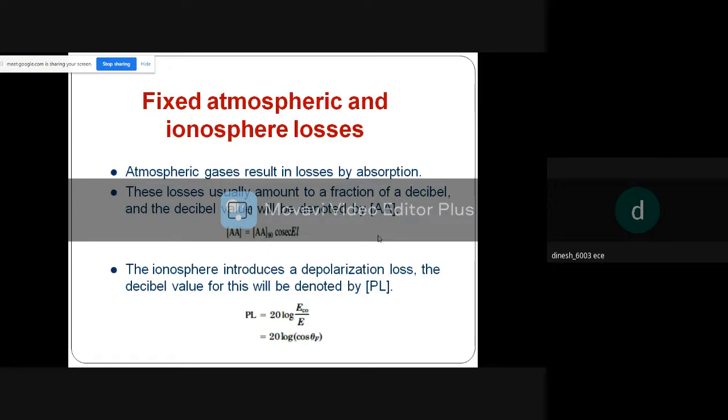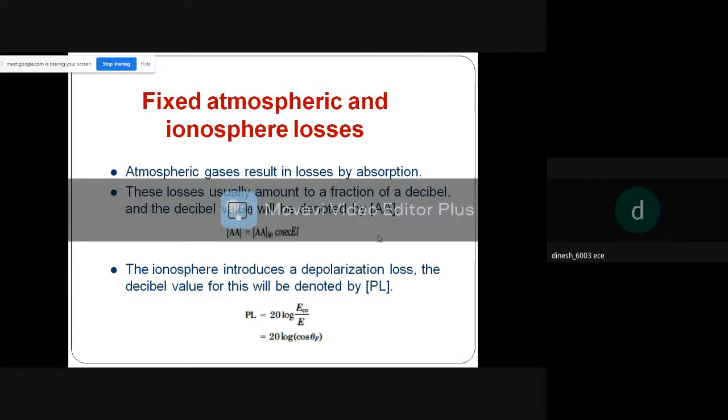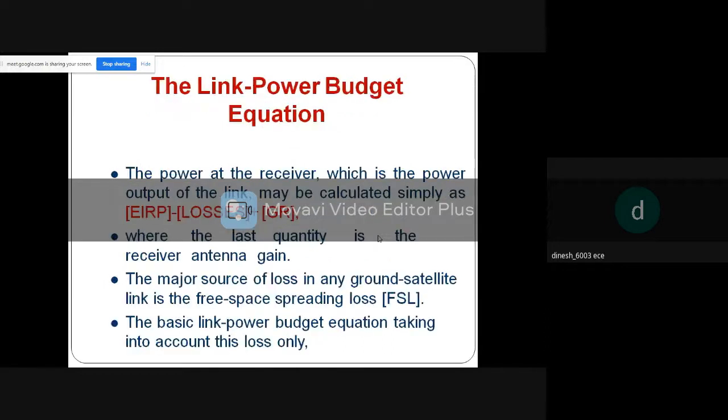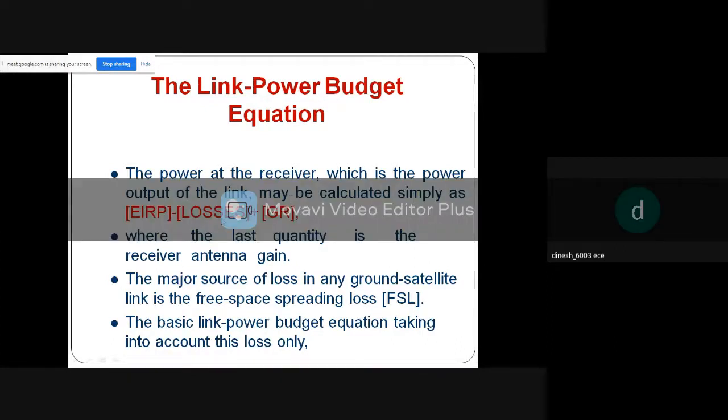The ionosphere introduces a depolarization loss. The decibel value for this will be PL. Depolarization loss PL is equal to 20 log E_co divided by E, which is 20 log cos theta F. So now the link power budget equation. The power at the receiver, which is the power output of the link, may be calculated by this.